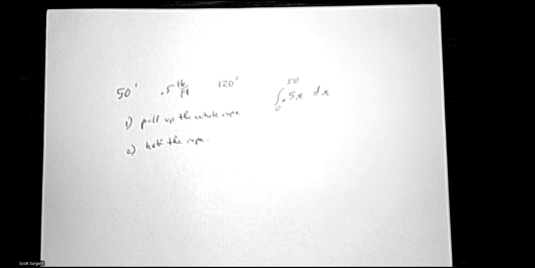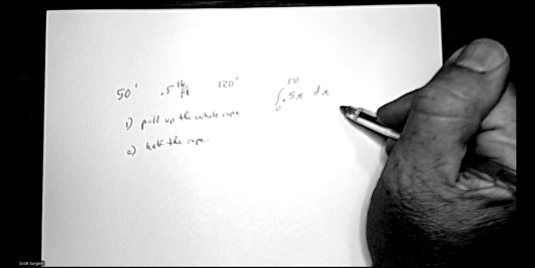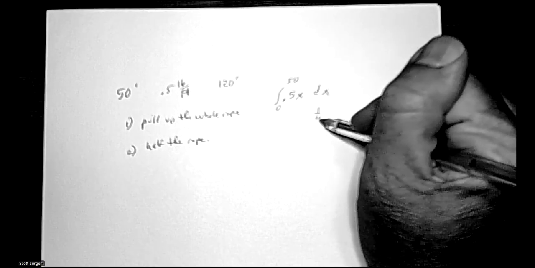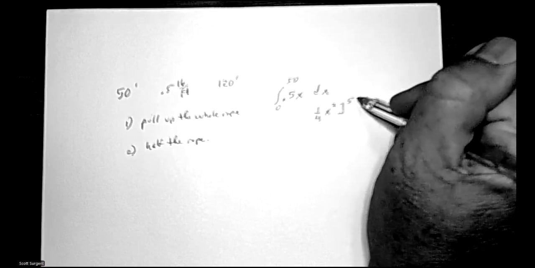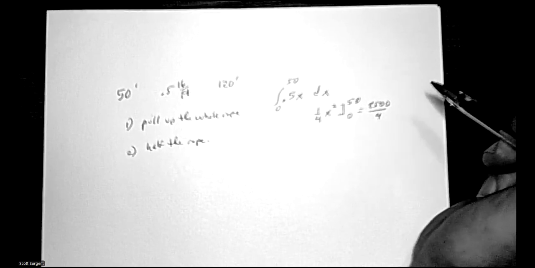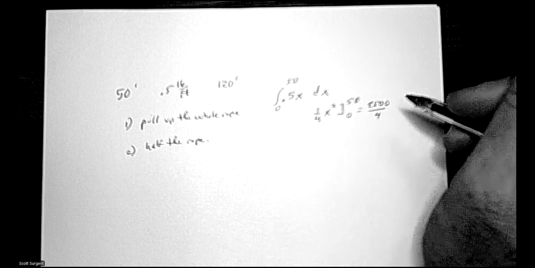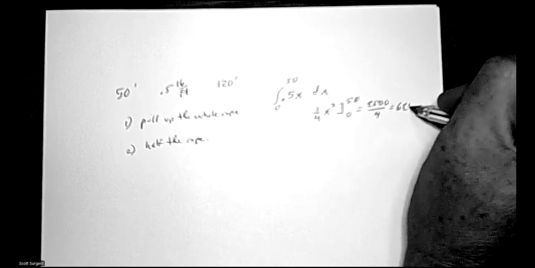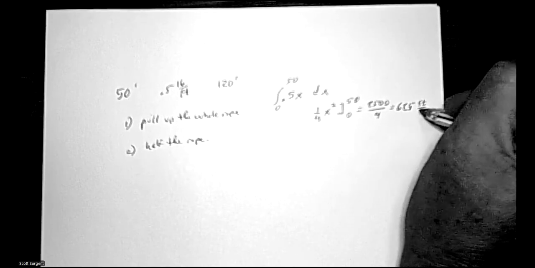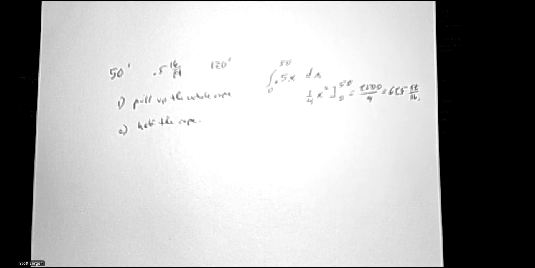Yeah, that's all it is. So what does that give you? 1/4 x squared, evaluated from 0 to 50. Let me see what number that is. 2,500 divided by 4. Yep, that works. It's 625. You guys see that okay?